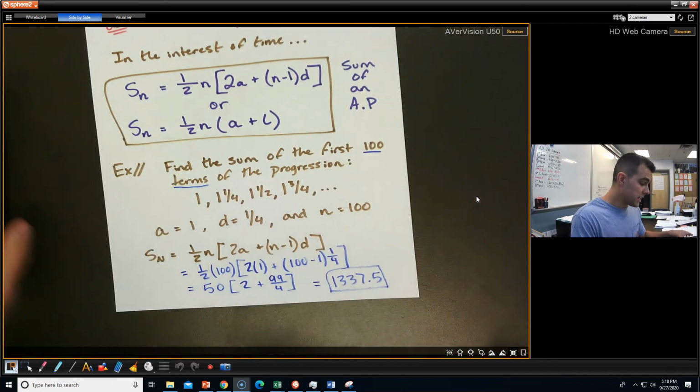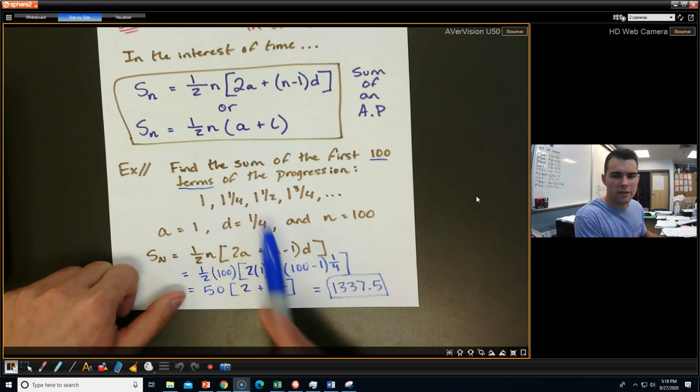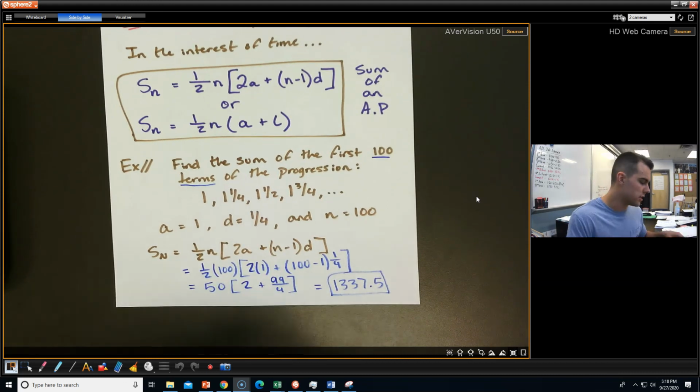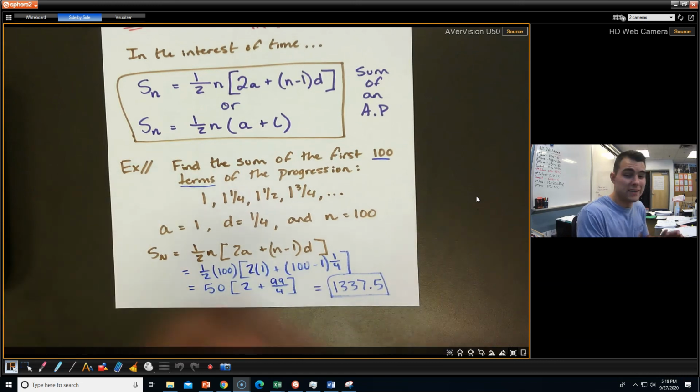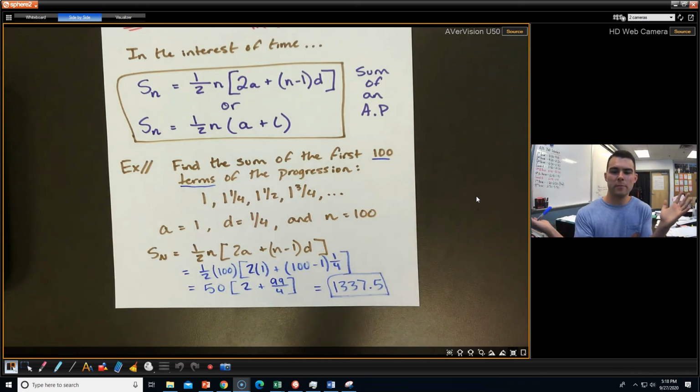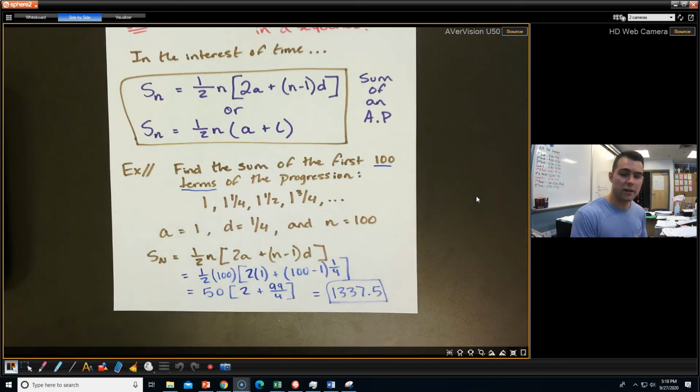And that does make sense. I'm getting progressively bigger, although it is a small progression. I'm getting a little bit bigger every time, and if I take 100 of those, I add them all up, I can expect to get quite a large number out of this. Good luck on your homework. Use these skills to help you out, and I'll be walking around helping you in class.